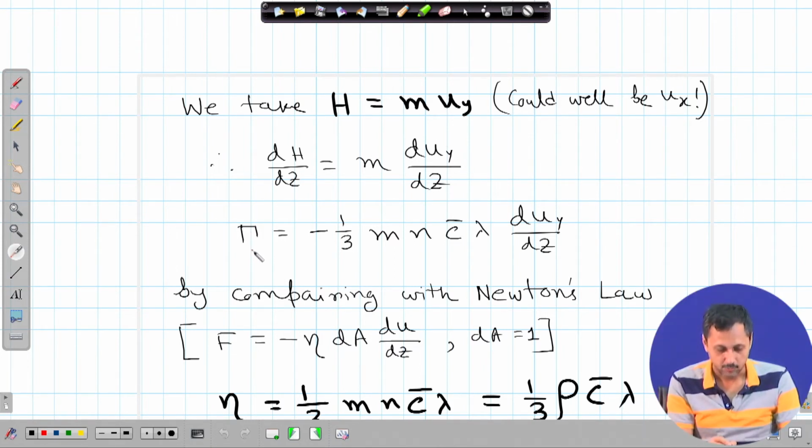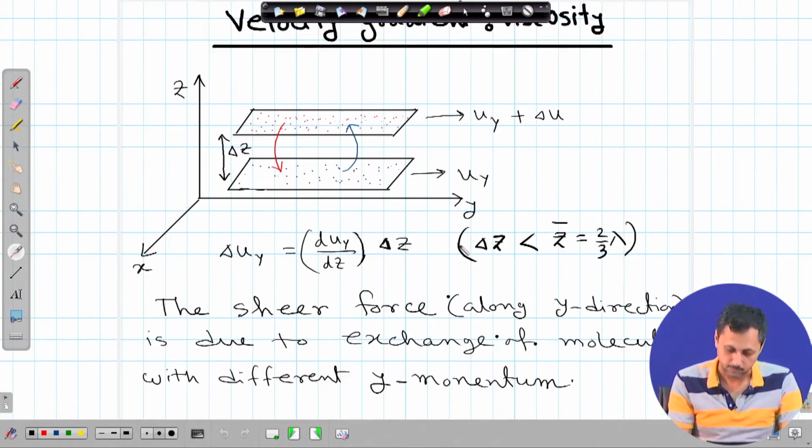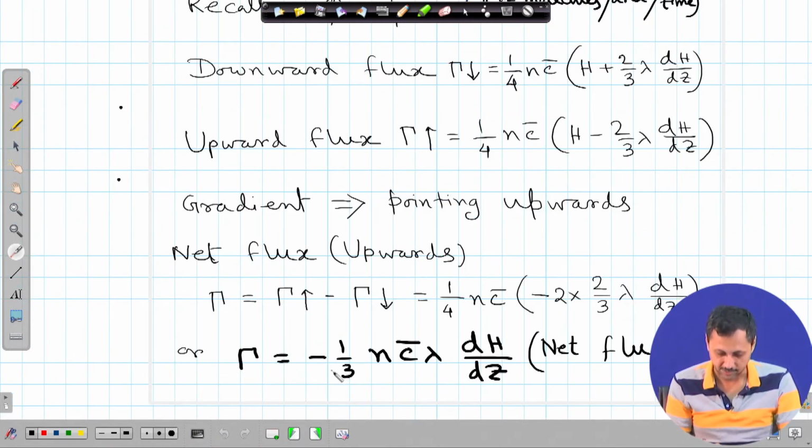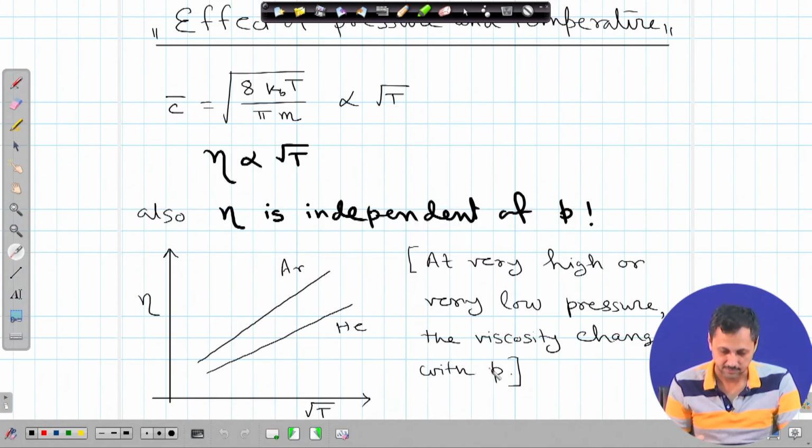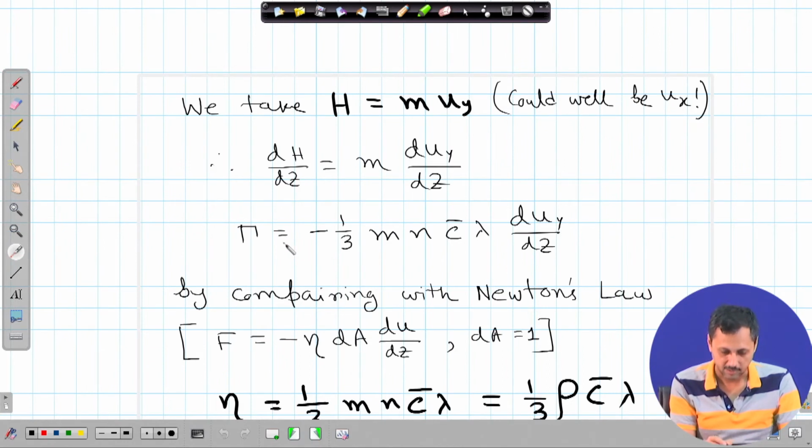So, gamma, which is given by minus 1/3 n c bar lambda dH/dz, is this. Gamma is equal to minus 1/3 m n lambda c bar du_y/dz. Clear? So, this is the expression of gamma.